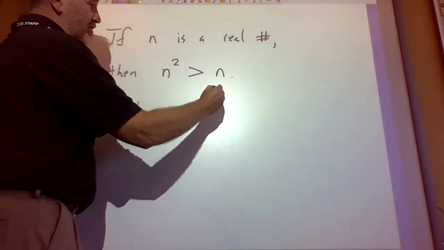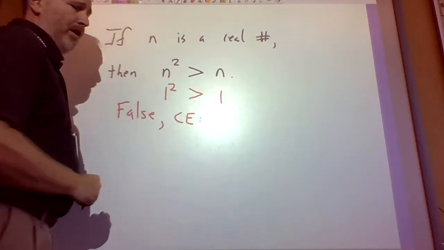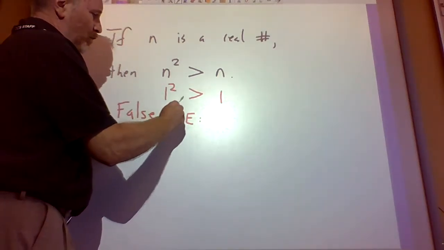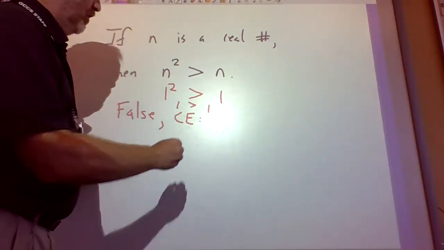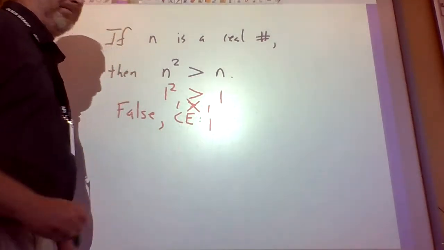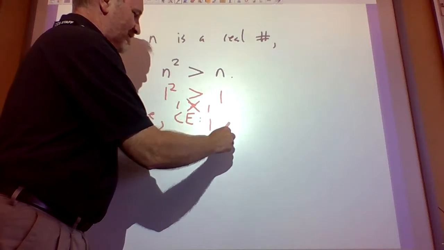So if your original number is 1, would 1 squared be greater than 1? And the answer is no, because 1 squared is 1 times 1, which is 1. Is 1 greater than 1? No, 1 is equal to 1, so boom. One counterexample would simply be the number 1. And then, like I said, a lot of people did the same thing with 0.